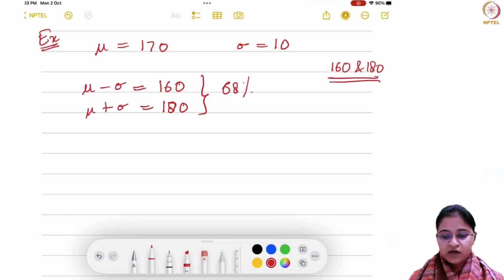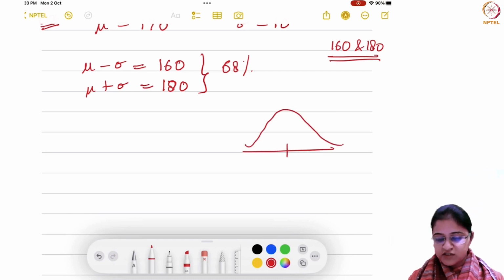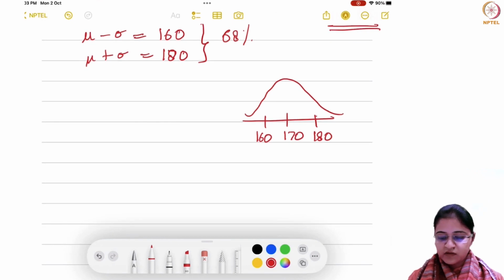Okay. And now if you see over here, basically you have this as 170, here you have 160, and here you have 180. And this is the mean over here. So this is basically your mu minus sigma, and this is mu plus sigma. So 68% of observations lie between these.